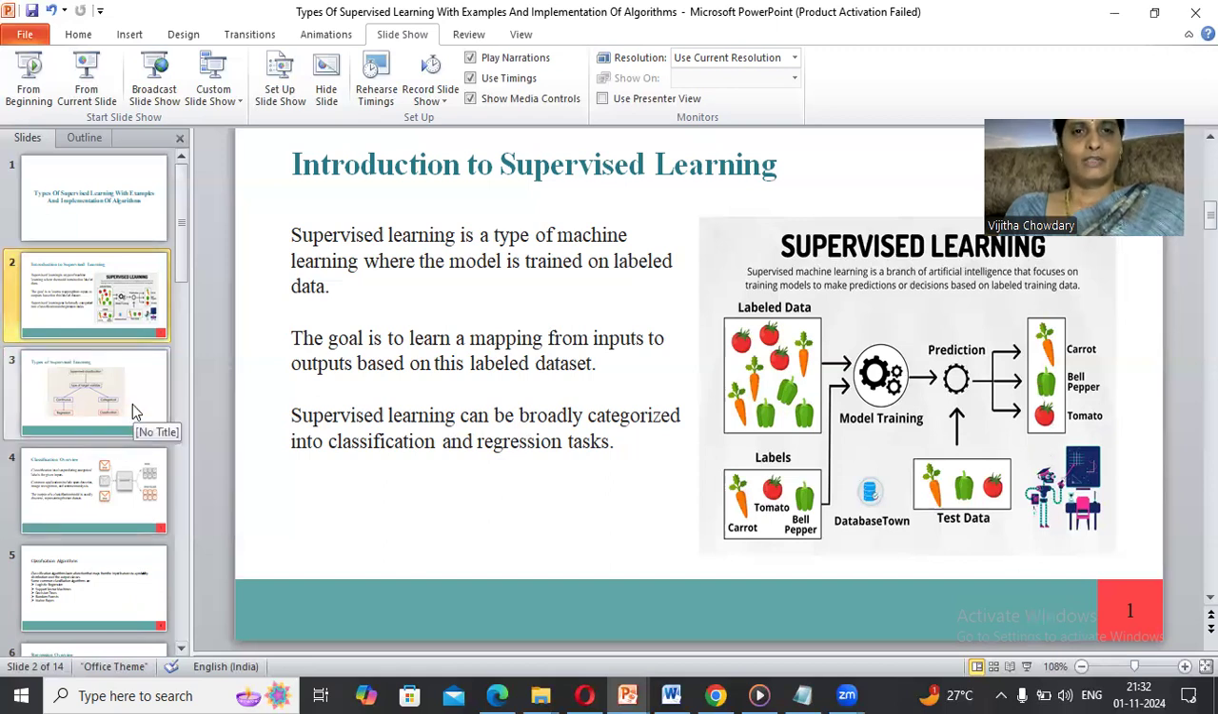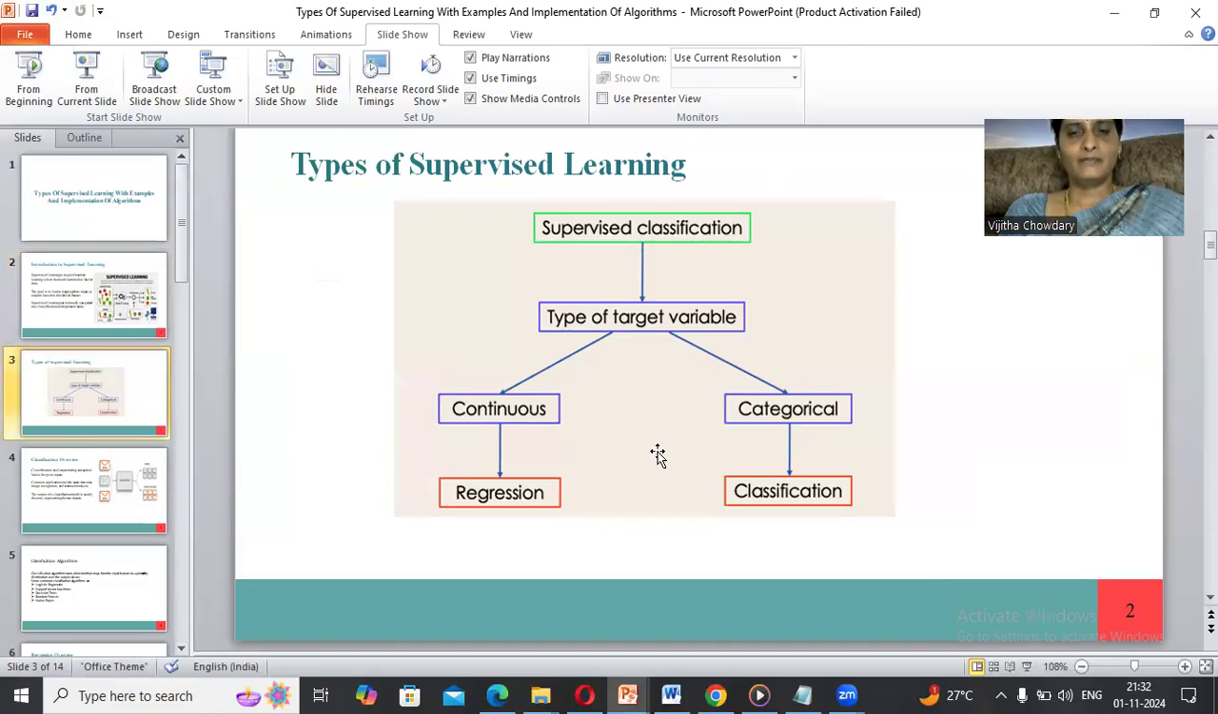So coming to the types of supervised learning, they are classification and regression. Classification means categorical values, that is yes or no, spam or not, male or female. That is the classified output, the target variable. And regression means continuously changing values. In earlier sessions we learned about regression concepts also, and briefly explained them.